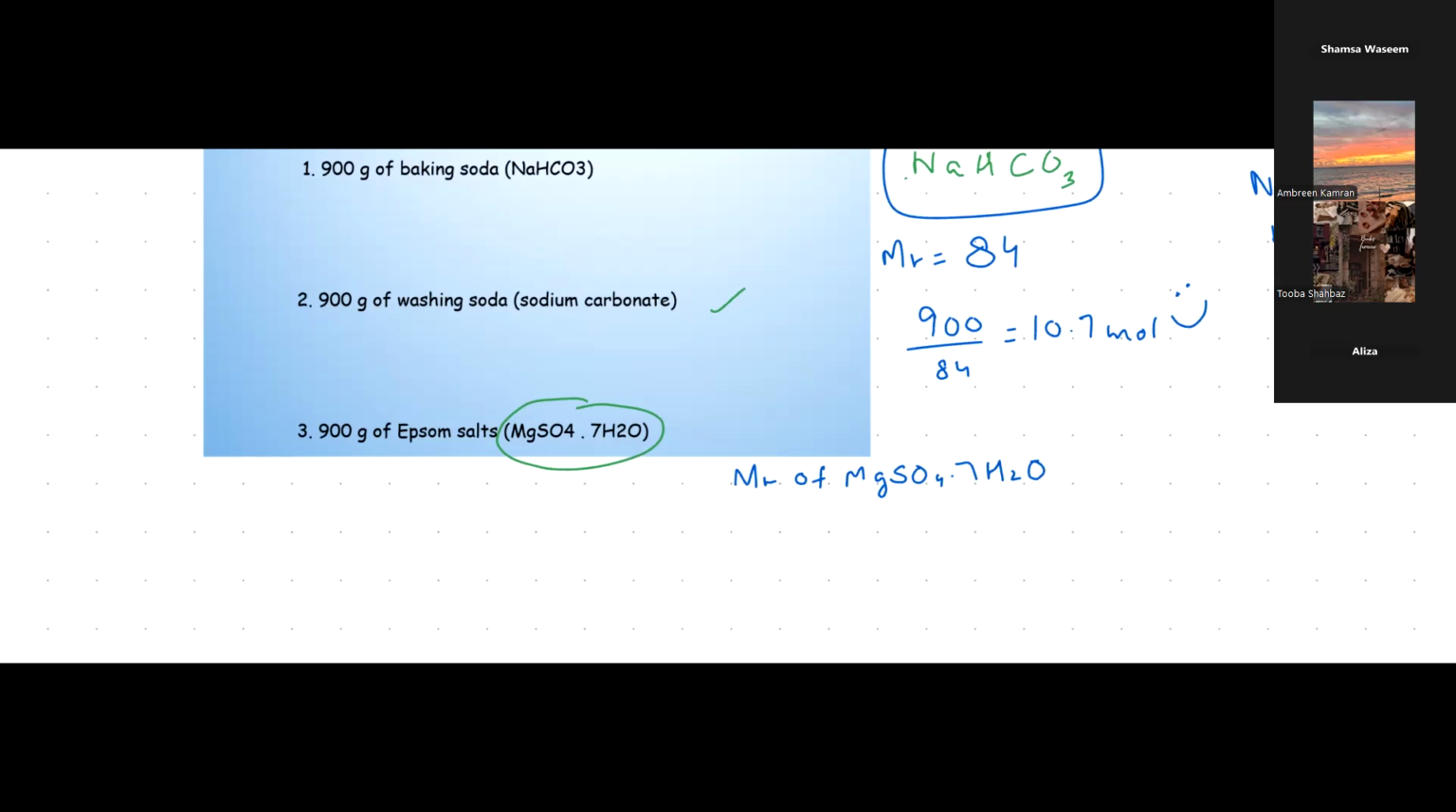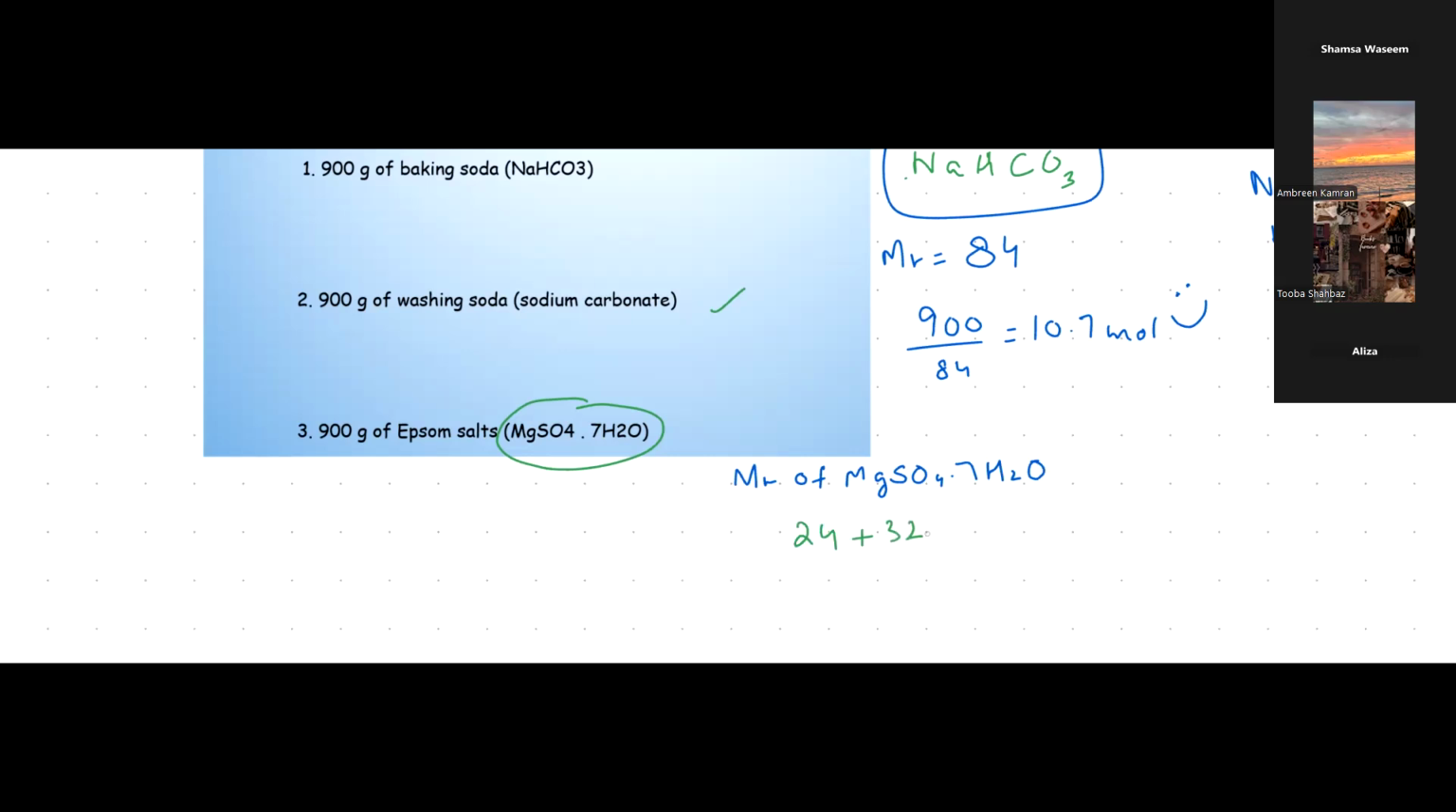Okay, beta. So let's calculate the MR of magnesium sulfate, right? So magnesium is 24 plus sulfur is 32. Oxygen AR is 16. There are 4 atoms of oxygen, so multiply by 4, right?